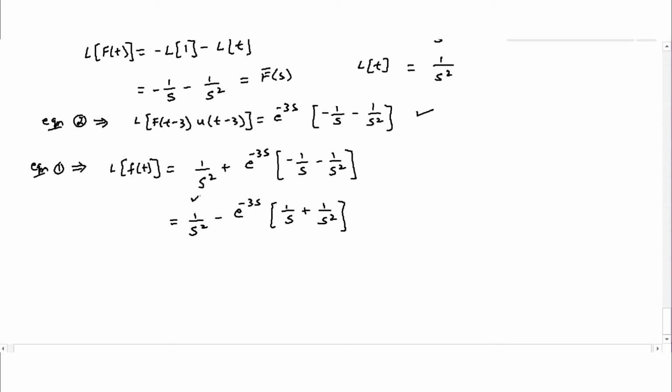You can just group this 1 by s square and 1 by s square value, which can be written as, I'll just write down this 1 by s square as common. So if I take 1 by s square as common, I'll be getting the value to be 1 from here, and the negative sign is there, so it is minus of e power of minus 3s, and this term 1 by s has to be multiplied by minus e power of minus 3s. So minus e power of minus 3s into 1 by s. So that will be the final solution. Let us move on to the next question.